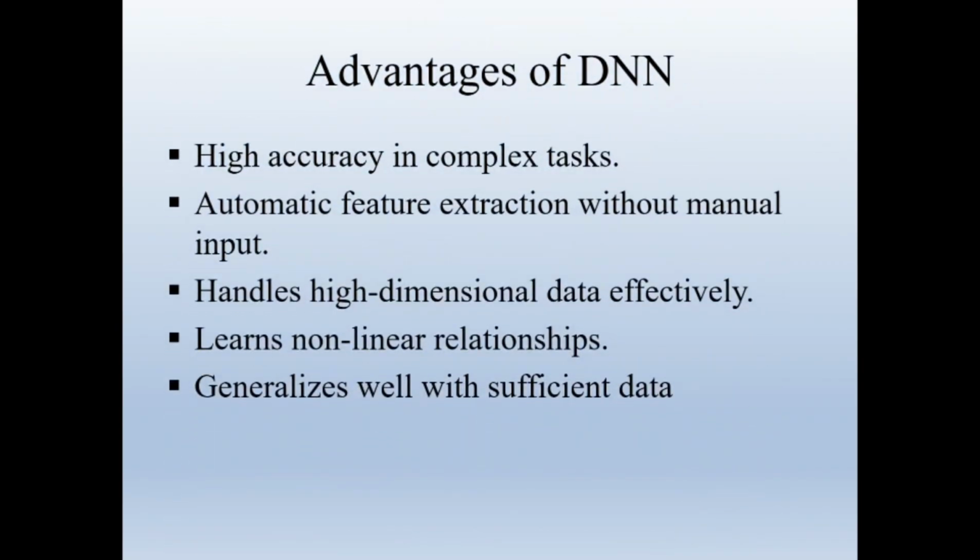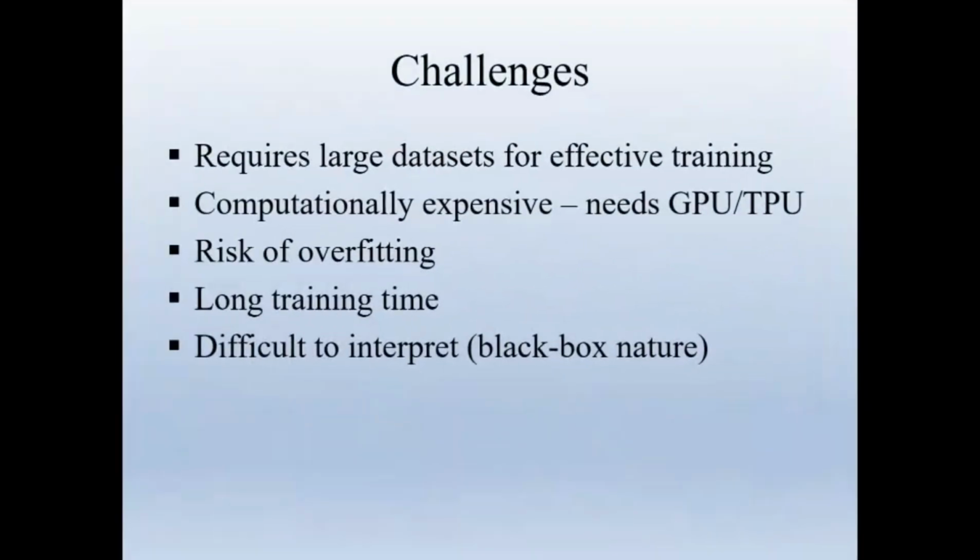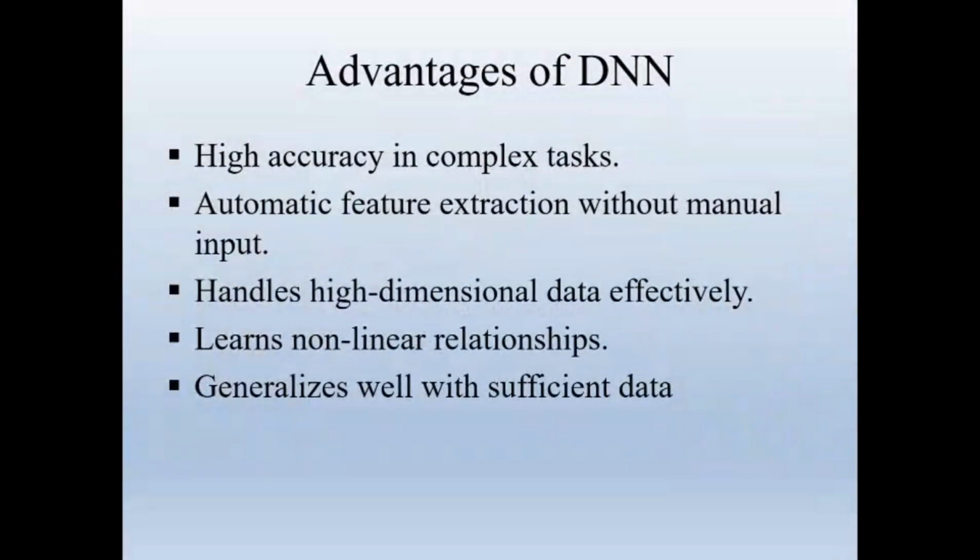And the advantages: yes, we come up with high accuracy, it performs complex tasks too, and automatic feature extraction is there without manual input. That is, the input can be from a sensor, and also unstructured input, to handle high dimensional data. That's what is given here. High dimensional data is unstructured data. It also allows non-linear relationships, yes, and generalizes well with sufficient data.